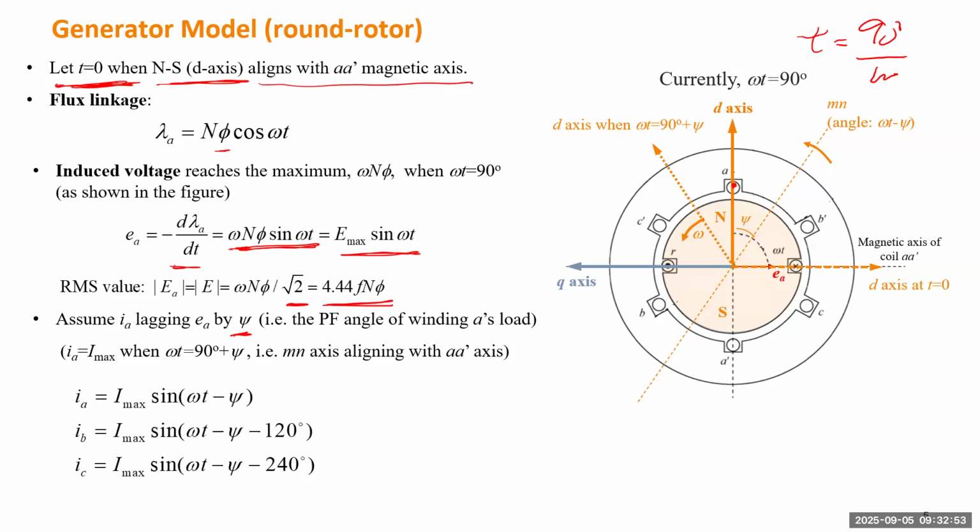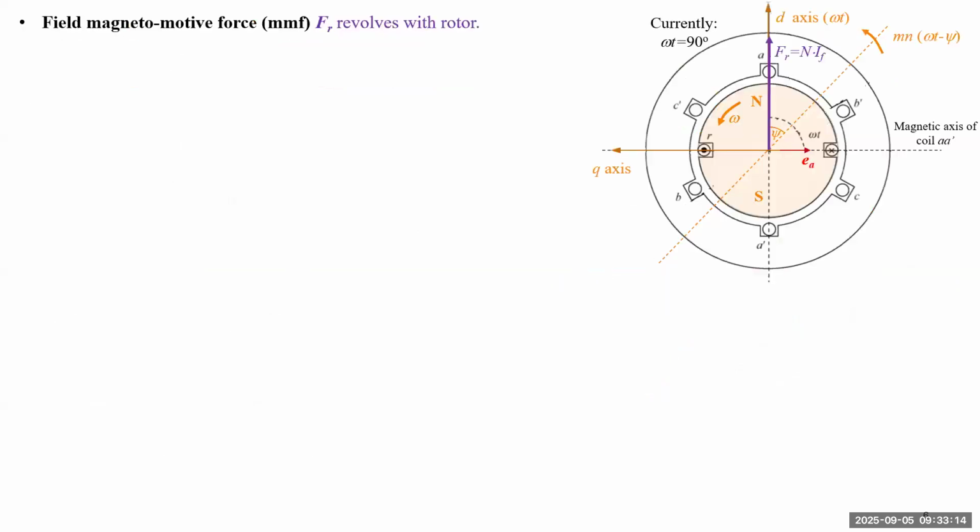Okay, so we can easily write down the expressions for the currents in winding A, winding B, and winding C. We simply copy the form of the voltage and put in negative psi as the power factor angle. Any question?